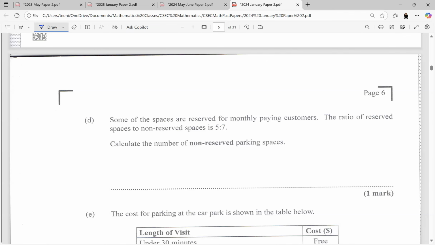7, because if it says the ratio of reserved to non-reserved, the first number represents reserved and the second number would represent non-reserved. So what fraction would represent non-reserved spaces? 7 over 12. Excellent. So to calculate the number of non-reserved spaces, it would be 7 over 12 times 1020. Josh, work it out and tell me what the answer is, please. 7 over 12 times 1020.